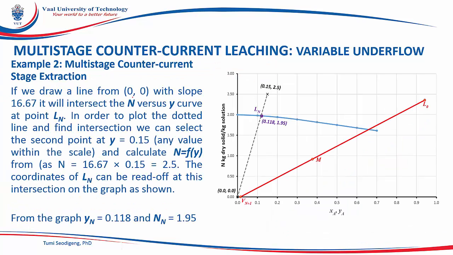If we draw a line from 0, 0 with a slope of 16.667, now we know the line we want to draw. It will intersect the point n versus y curve at point Ln, because it has that slope, the slope that's pointing in the direction of Ln. In order to plot the dotted line, we need to find the second point.